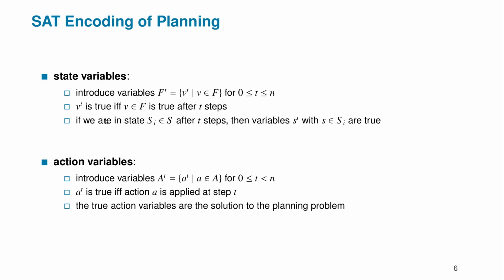And if we are in state Si after t steps, then the variables that are characterizing state Si are true with the respective time step. Similarly, we have this annotation for the action variables. So action variable A_t is true if action A is applied at step t. And the true action variables, which are part of a solution found by the SAT solver, are the solution of the planning problem. So if I have, for example, A0 true, B1 true, C2 true, then ABC is a sequence of actions that is a solution to the planning problem.